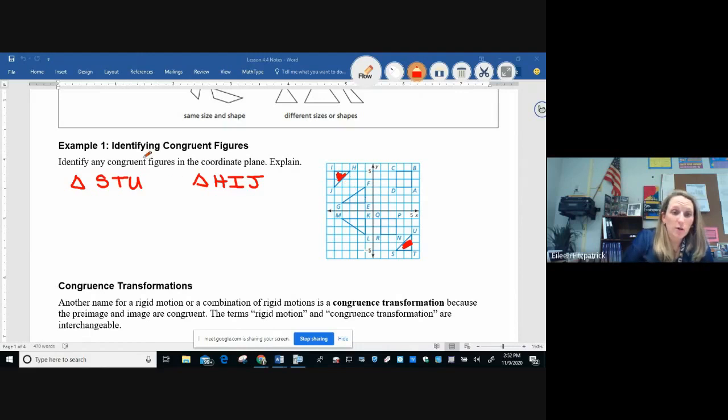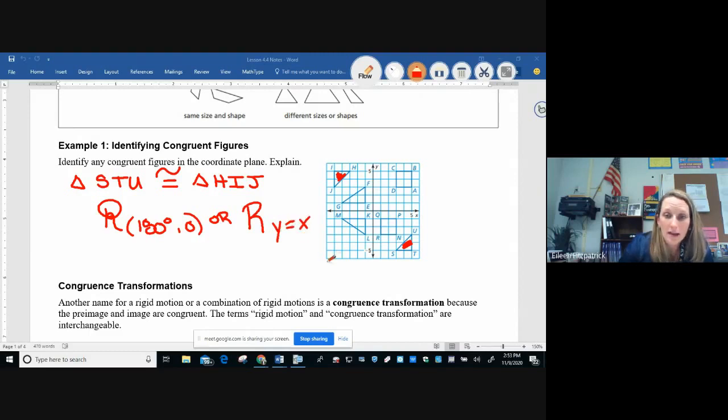Well, there's two that would actually work. So first we'll say they're congruent. Now, if you were thinking there was a rotation, you could rotate the triangle 180 degrees about the origin, or you could also reflect over the line y equals x, right? This diagonal line right here, that could be your line of reflection, and you could reflect over that line. So we could say we've rotated 180 degrees or reflected over y equals x.